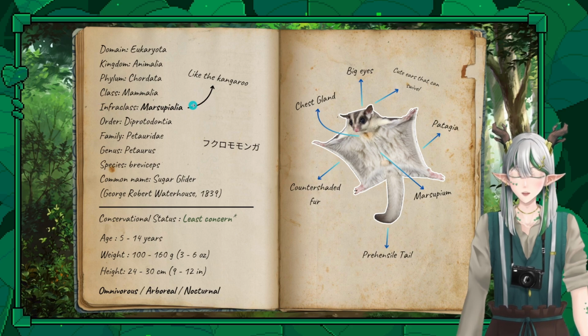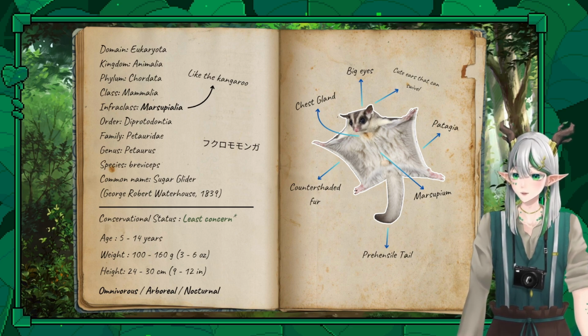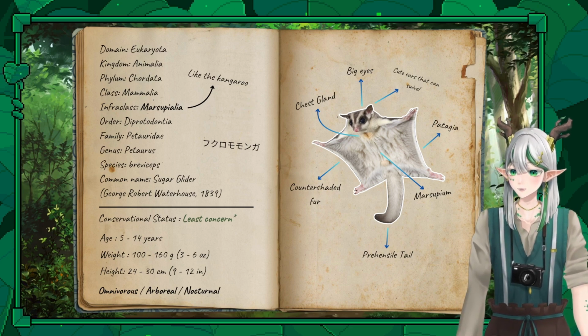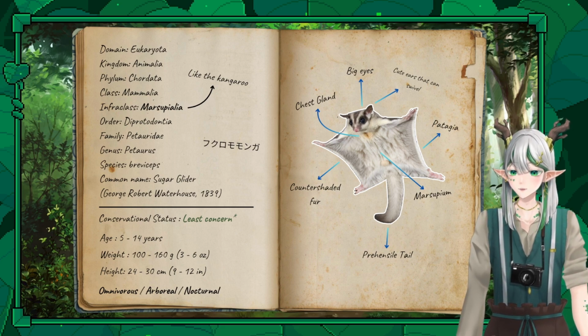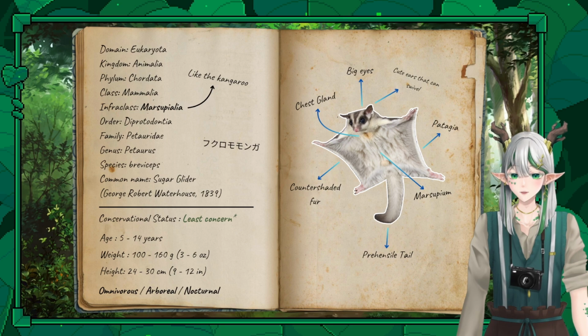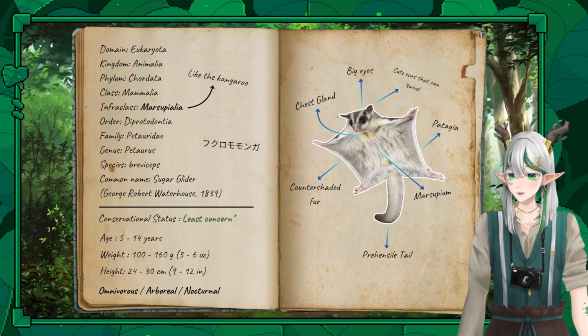And the other infraclass is the placental mammals, which contains, of course, you guys, right? Humans. And, well, all mammals with a placenta. Though even that is a bit complicated because technically marsupials have a placenta, but go complain to whoever decided on those terms. It was not me, okay? I'm just here reporting stuff.